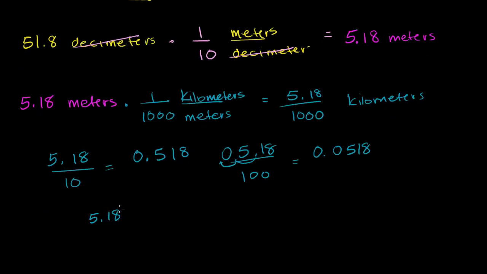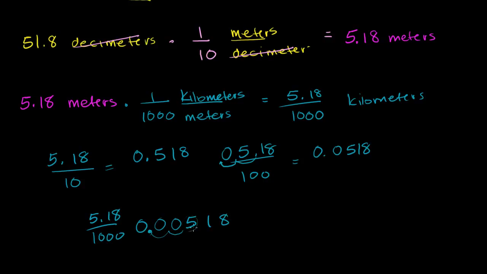And if we take 5.18 and we divide by 1,000, we're going to move the decimal 3 to the left. So let's do it. If we start with 518, the decimal started here. We're going to go 1, 2, so it's 1, 0, and then 3. And that's where the decimal is going to sit. So this is 0.00518.